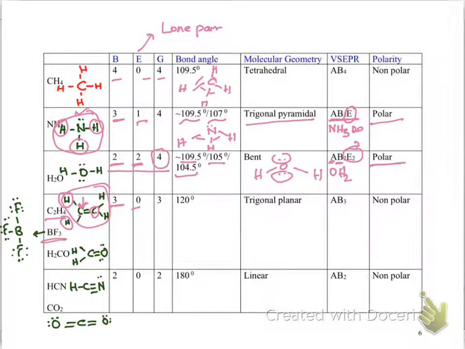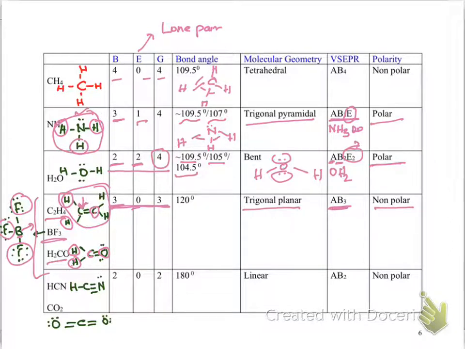Same thing here in BF3. If you look, the central atom is bonded to 3 atoms and there is no lone pair on boron. Same thing here in H2CO. Carbon is the central atom bonded to 3 atoms, 2 hydrogens and oxygen, and there is no lone pair on carbon. So all these 3 examples are for this combination 3-0-3. And if you have a 3-0-3 combination, the bond angle is 120 degrees, trigonal planar, and if it is AB3, then the molecule is nonpolar.